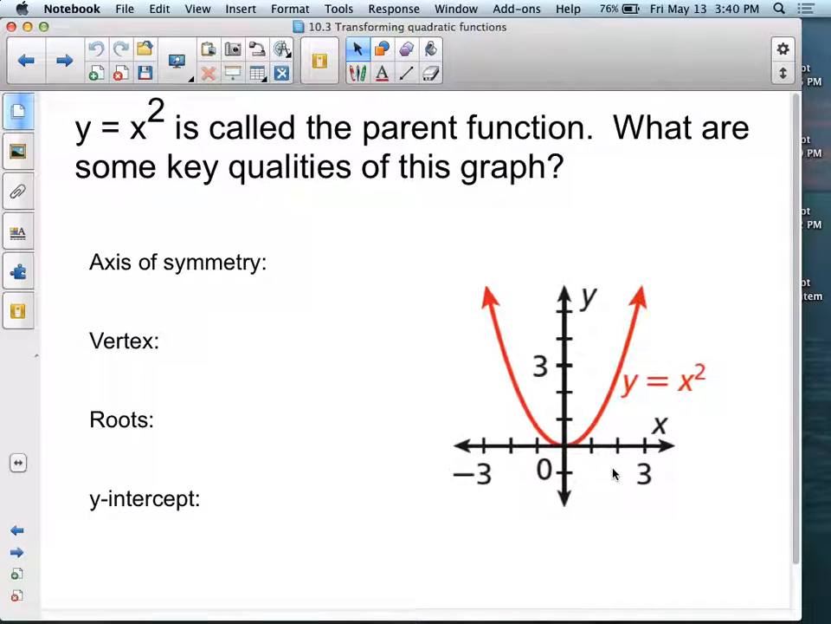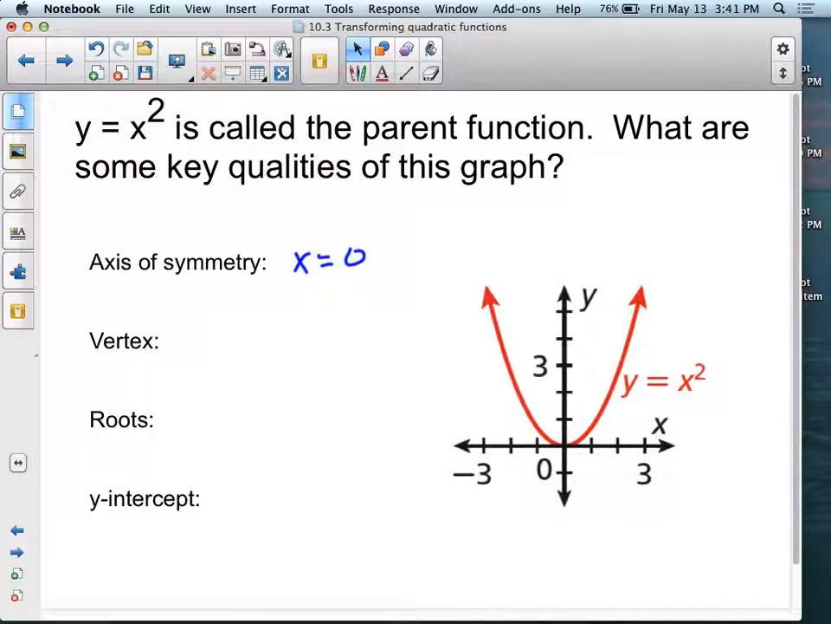So we start with this idea that y equals x squared is a parent function. What I mean by the parent function is that every single graph we make comes from transforming this graph y equals x squared. So all the other graphs are like the children of this parent graph. A couple of things about it. First of all, let's talk about the axis of symmetry. It's the line that cuts the parabola in half. In this case, it's the equation x equals 0. It's the y-axis.